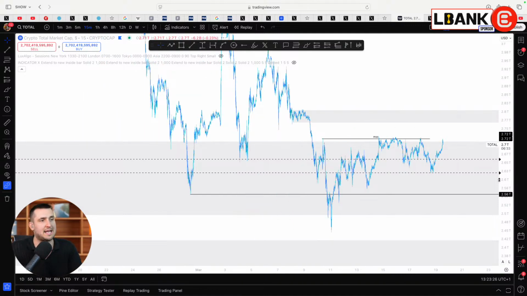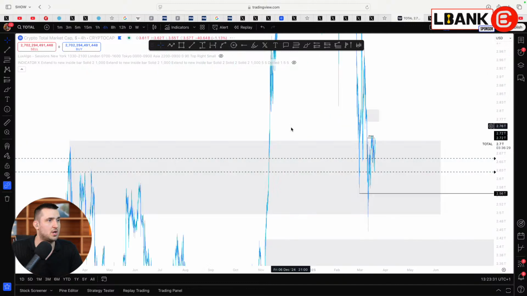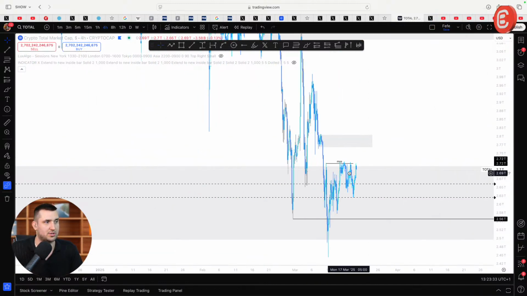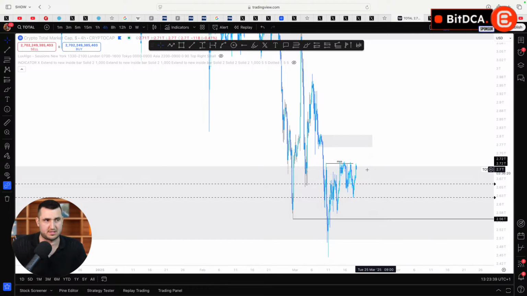So here's how I'm playing it. I closed most of my positions, and what I'm waiting for is a 4-hour close above this 2.72 trillion level. If that happens, we'll see what the dot plot is. We'll see what the rate cut decision is, which is obviously going to be no cut, but we'll see what JP says in the conference. Once that happens, I'll make a new decision, and I'll let you know about it.